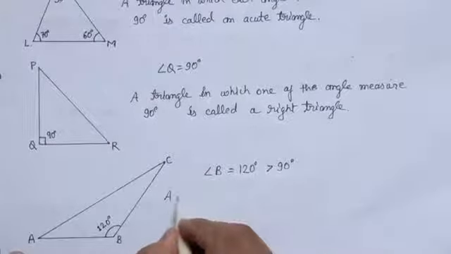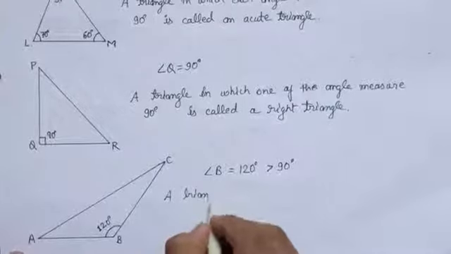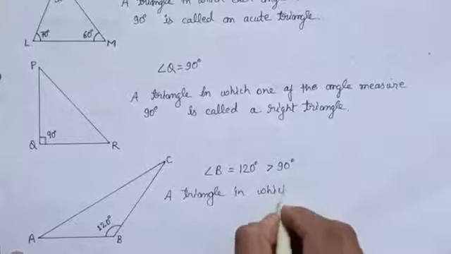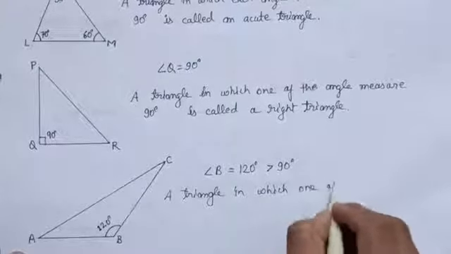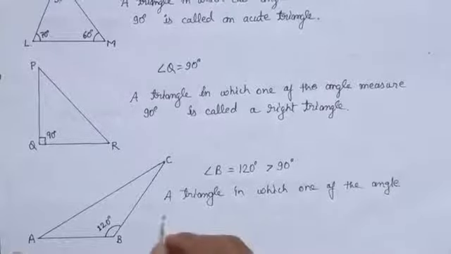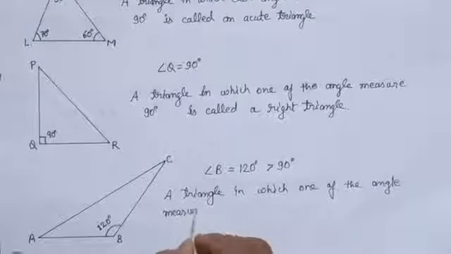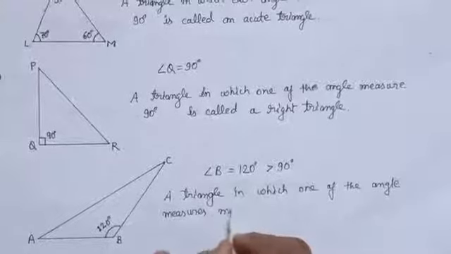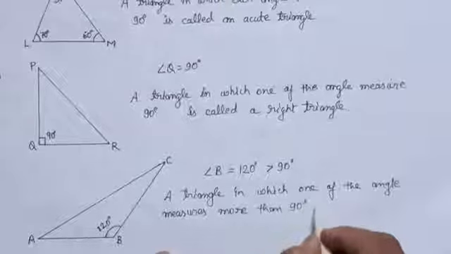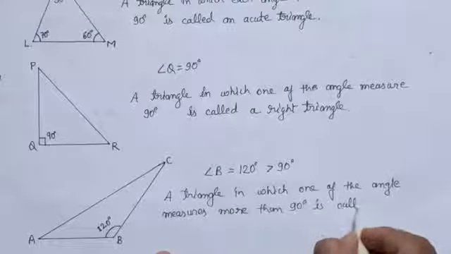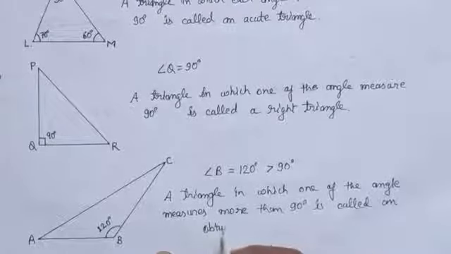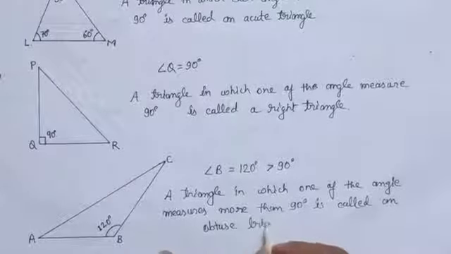Hence we can write, a triangle in which one of the angles measures more than 90 degree is called an obtuse triangle.